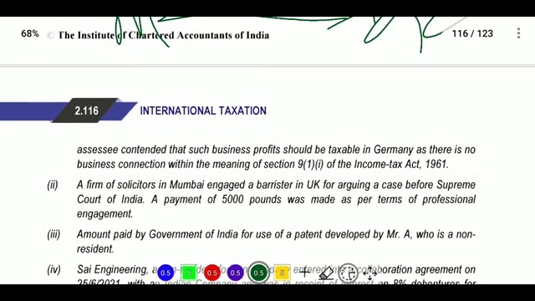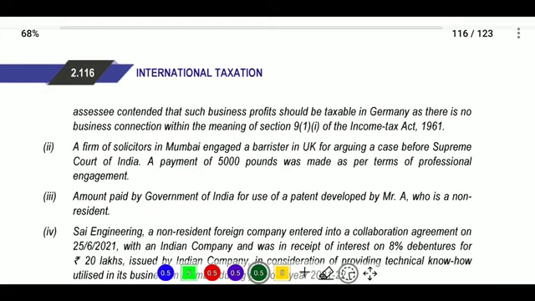Next, business profit should be taxable in Germany as there is no business connection in India. They are telling like that. And we see that the income is included in the total income of the non-resident. Regardless of whether the Germany company has a resident place of business or not, it will be taxable because that is the nature of technical services. Technical services are taxable in India by virtue of section 9(1).